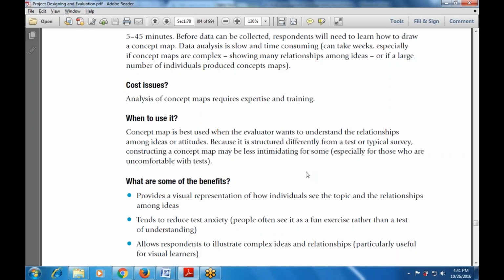Then next, it allows a respondent to illustrate complex ideas and relationships. What is a complex idea, what is a relationship, and how is it used? It is particularly useful for visual learners.